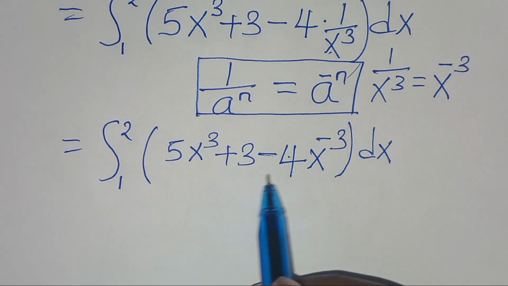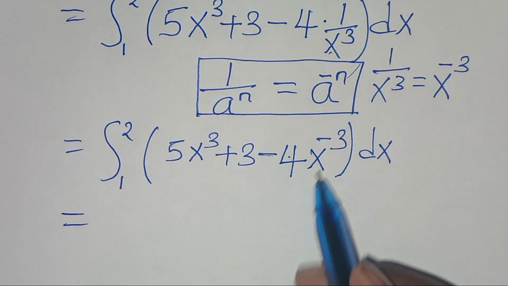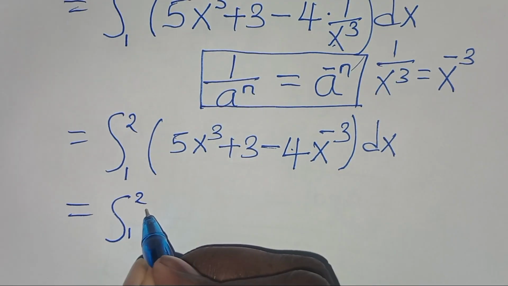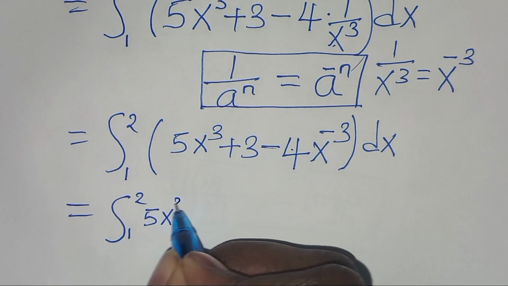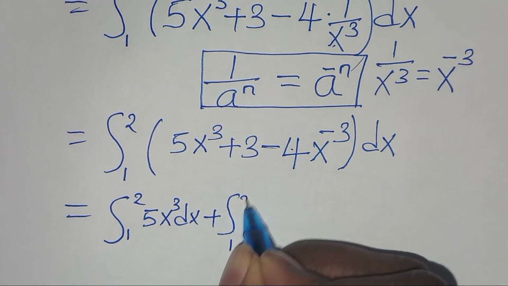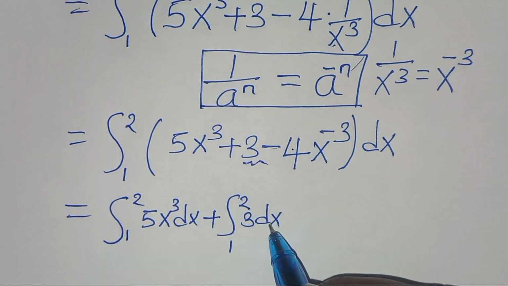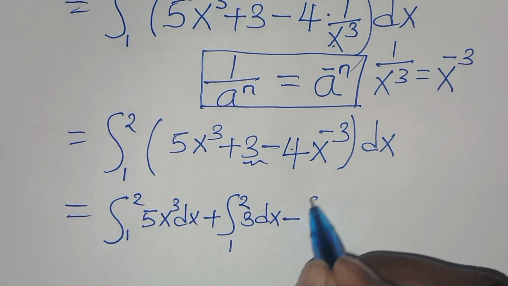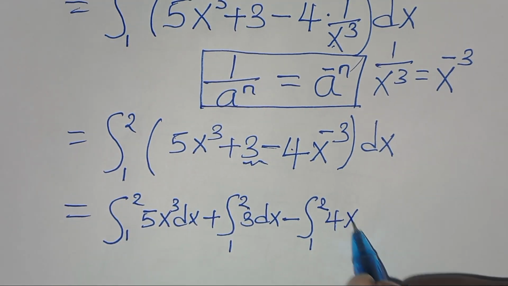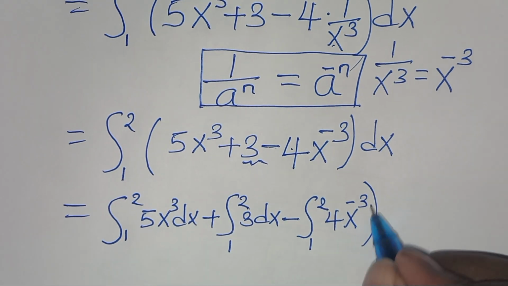The next step from here, we can express this again as the integral from 1 to 2 of 5x^3 dx, then plus the integral from 1 to 2 of 3 dx, minus the integral from 1 to 2 of 4x^(-3) dx. This is also dx.